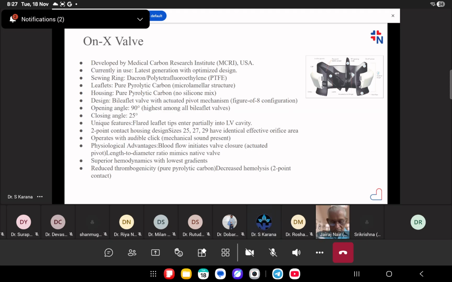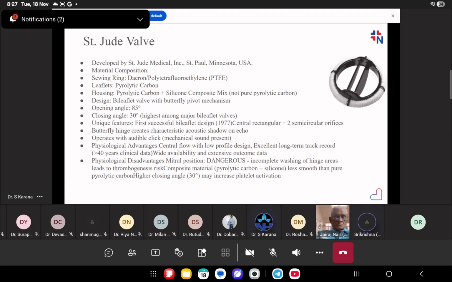And that is why you are able to maintain a low INR. Yes, sir. Because there is no fixed point there.